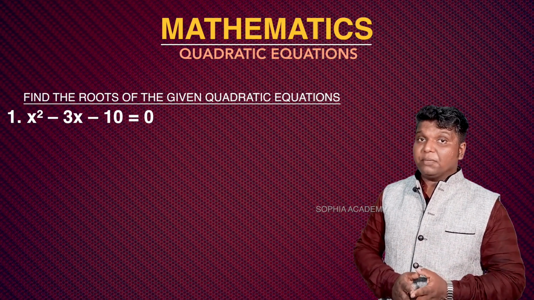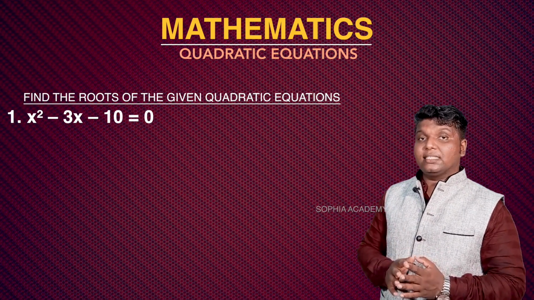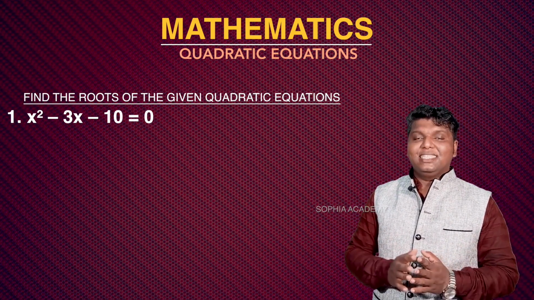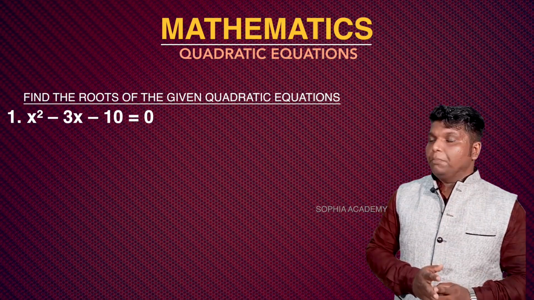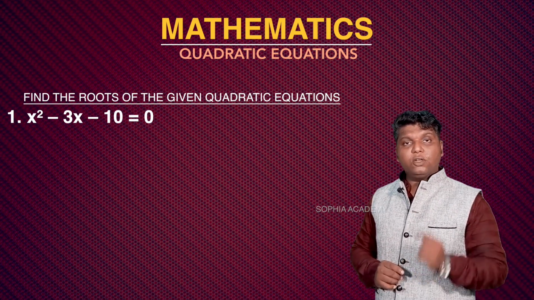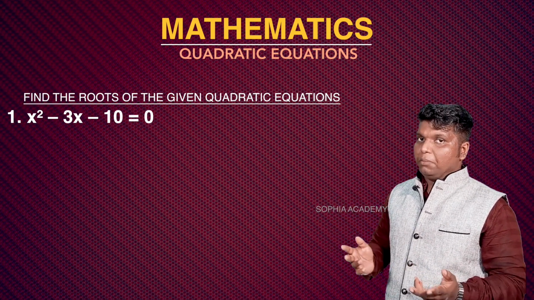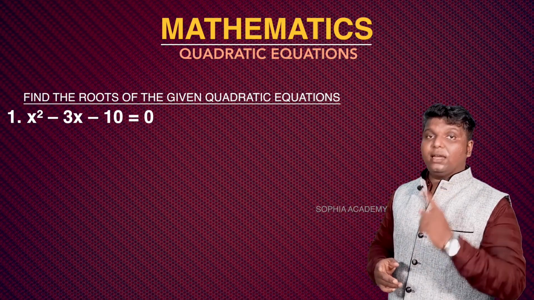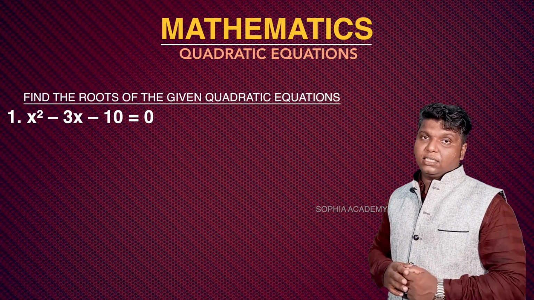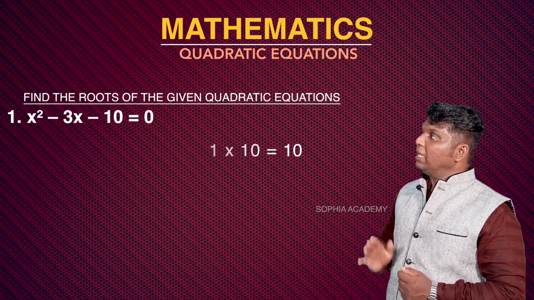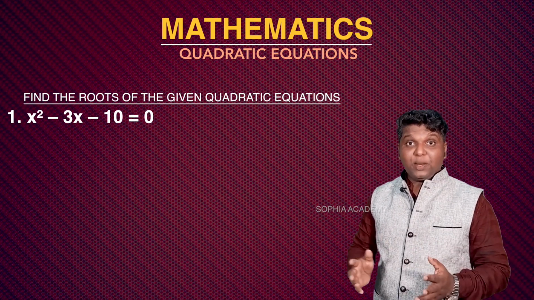So tell me, what is the middle term or the center term? It is minus 3x. That means 3x is the center term. We are going to split this 3x, and that is the way we are going to do it. Before splitting, what is the coefficient of x square? Here you can see in front of x square there is no number. If there is no number, it means that 1 is the coefficient of x square. And what is the constant term? Here the constant term is 10. So 1 multiplied by 10, how much is it? 10. So anyhow, we are going to split the center term.